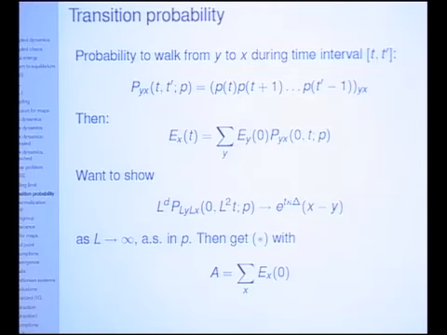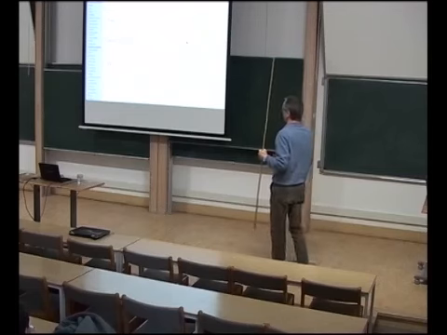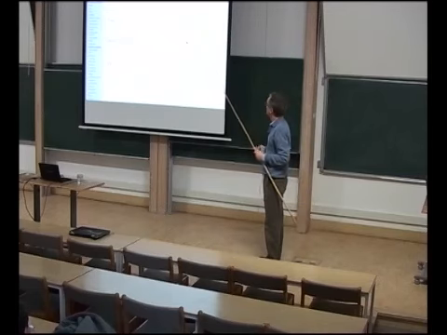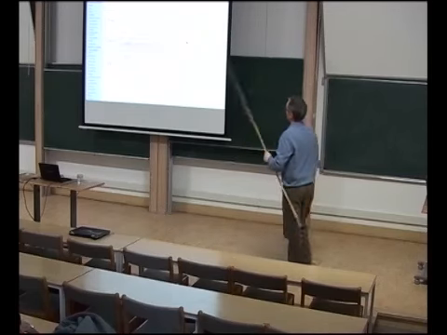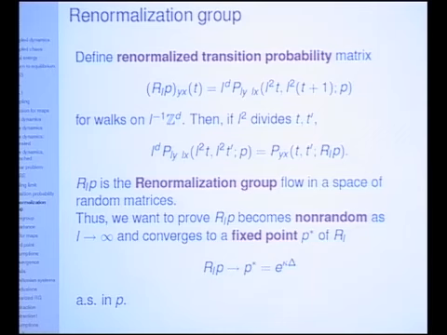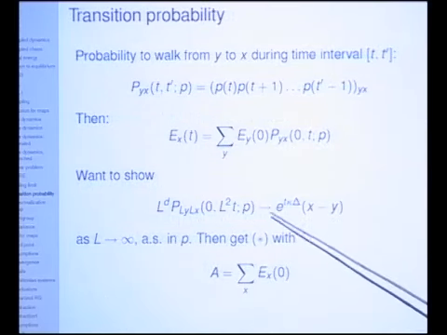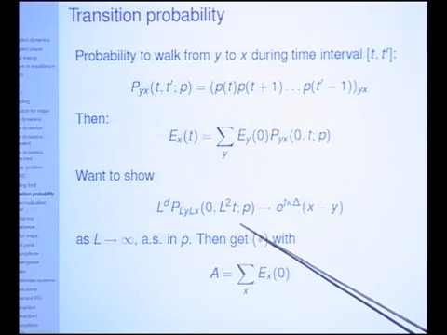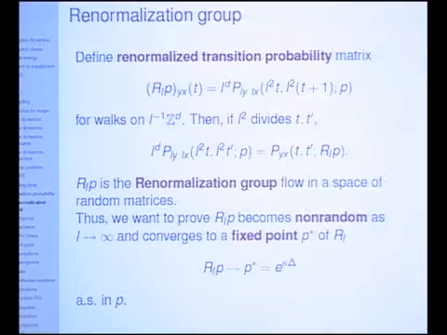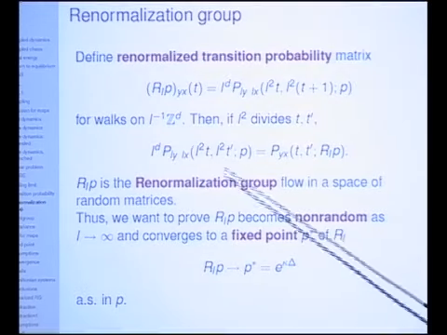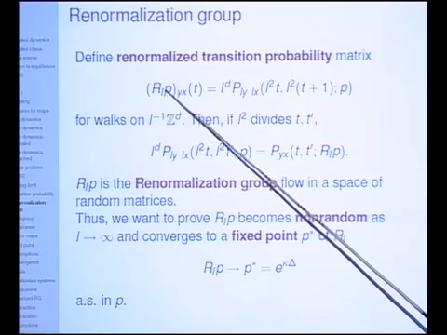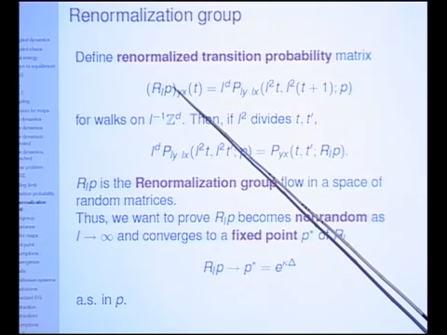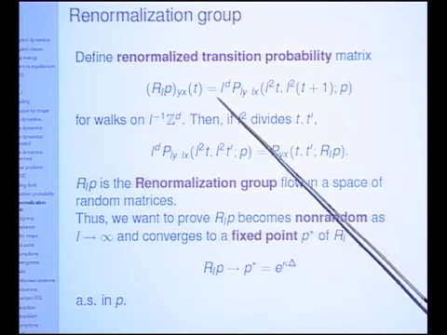Okay. So now I translate my statement to this. I want to show that these transition probabilities, upon rescaling, become just the usual heat kernel of the Laplace operator. That's what I want to show. And the way we do it is to use renormalization group, which is a tautology here. You see, we want to study this scaling limit.